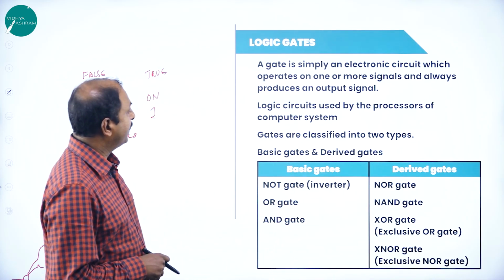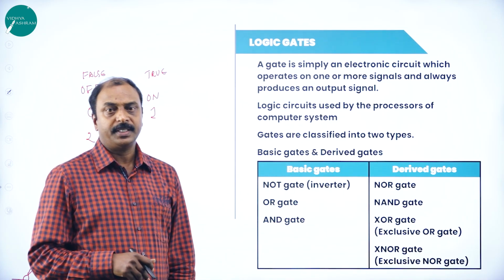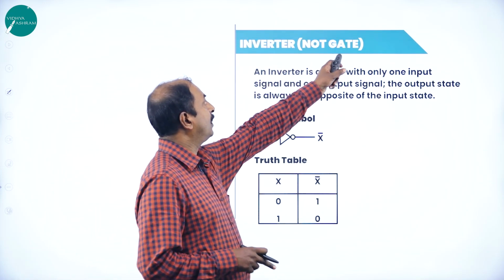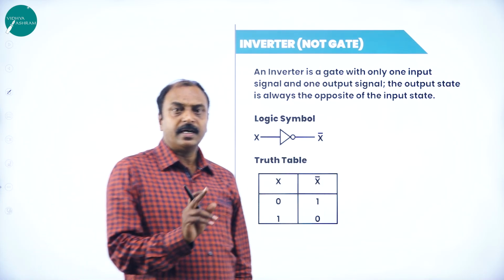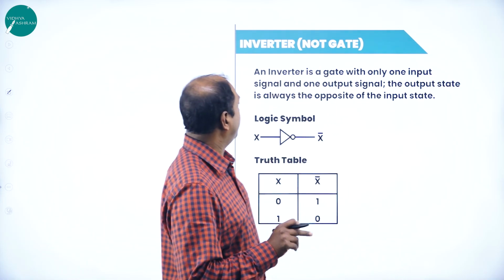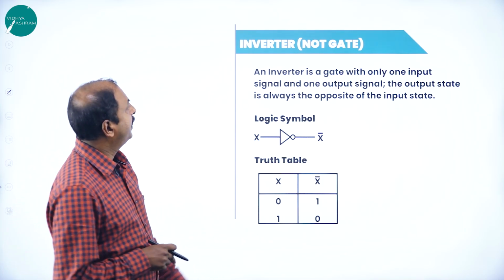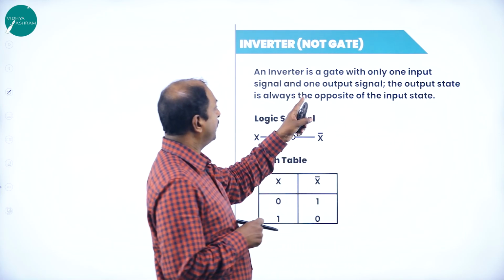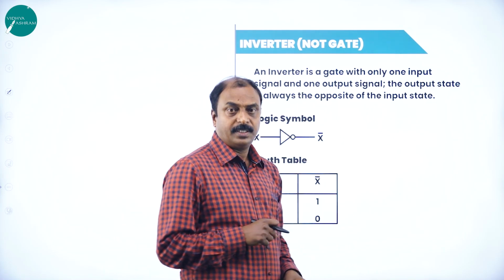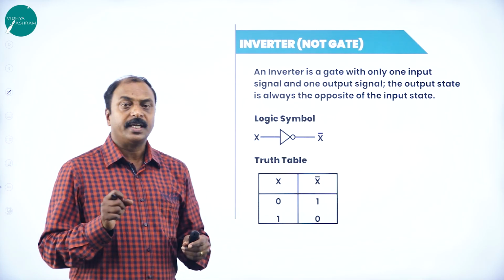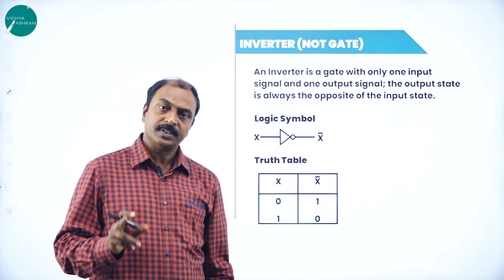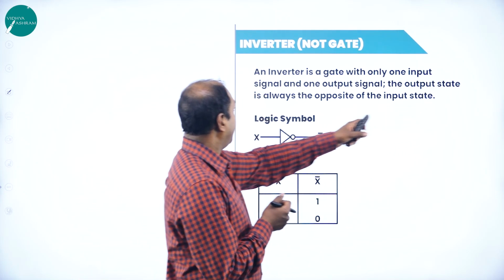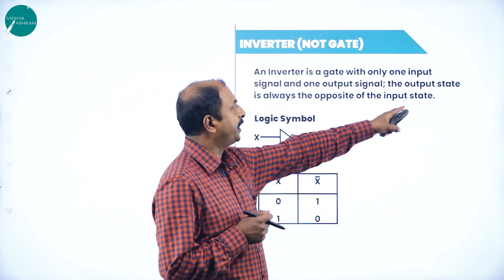Now let us learn these gates one by one in detail. The first gate is the inverter gate, or NOT gate. Another name of the NOT gate is inverter gate. What is its definition? An inverter gate is a gate with only one input signal and only one output signal. It takes only one input signal and produces only one output signal, and the output state is always the opposite of the input state.